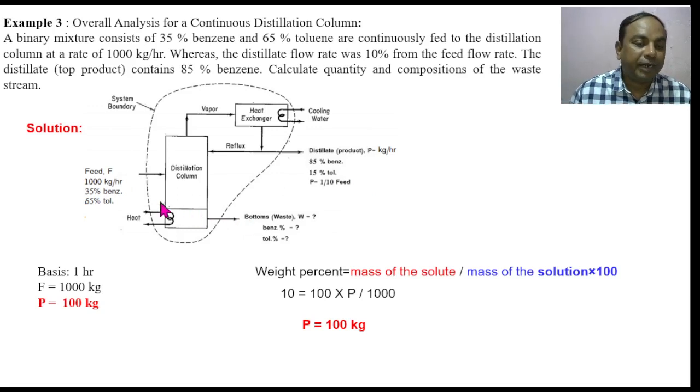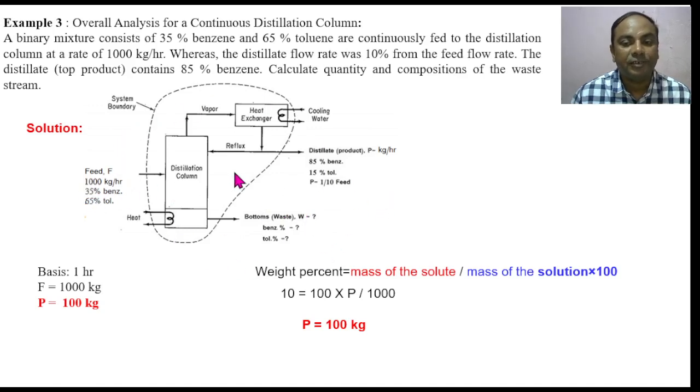We will do the material balance. There is a chance for us that we can do the material balance on the entire process, or each of the units can be taken individually into calculation to find out the unknowns. But here, for our convenience, we would calculate the entire material balance, because F we know, P we have just calculated, and W we don't know. So it is possible that W can be calculated, because this is the overall material balance.